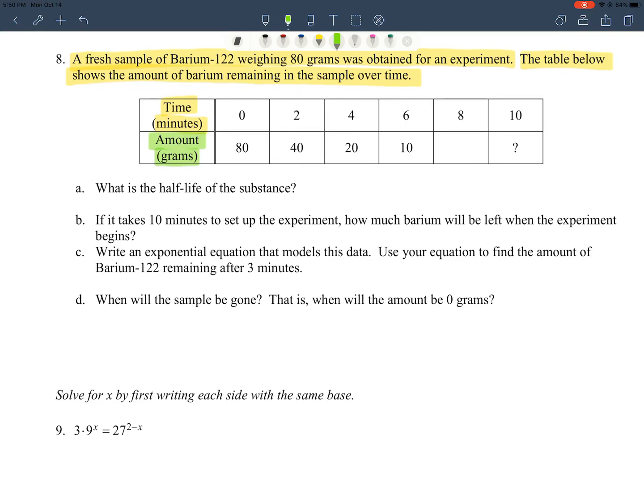So we can see here that we've obtained 80 grams to start, but then as time goes on, every 2 minutes that goes by, it goes through a half-life. For 2 minutes, one half-life, because it cuts down to half, from 80 to 40, from 40 to 20. So every 2 minutes, it goes through one half-life. Okay, so letter A says, what is the half-life of the substance? Well, I guess we just answered that. It's 2 minutes.